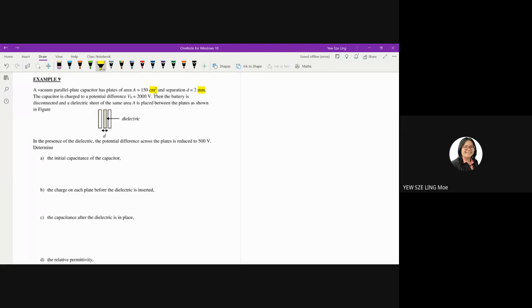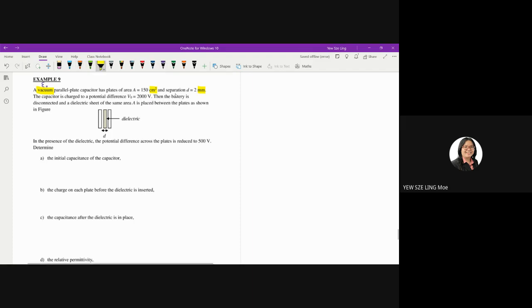You look at the units, and you need to remind yourself to always change to SI units. Also the keyword here is vacuum. Whenever you have a vacuum parallel plate, or plates separated by a vacuum or air, that means you are going to use epsilon naught, the permittivity of free space. The capacitor is charged to a potential difference V naught equal to 2000 volts.